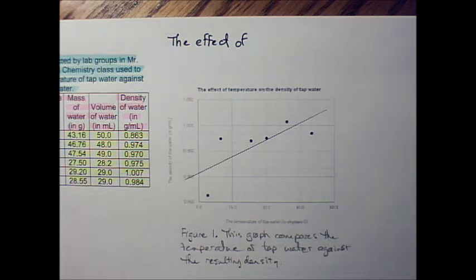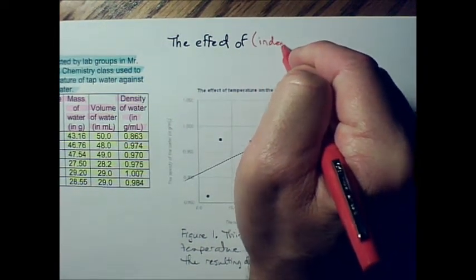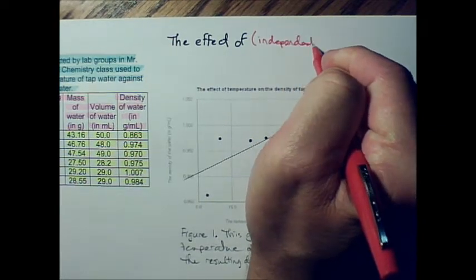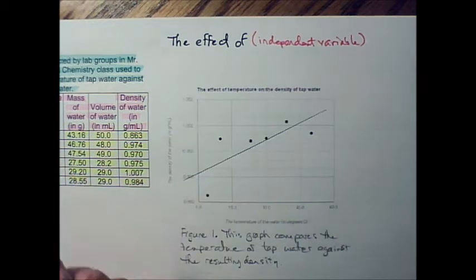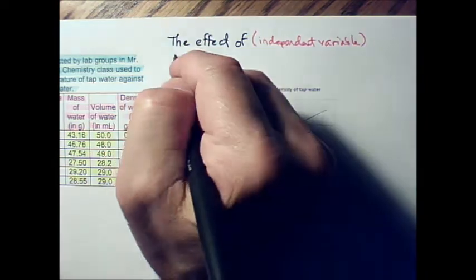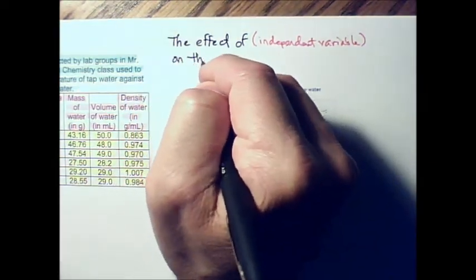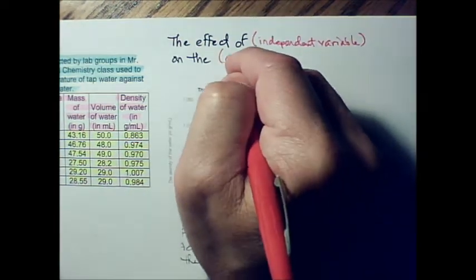And then in the title, you're going to tell me what the independent variable is. Okay? The effect of whatever the independent variable is, and then you're going to write on the, and then you're going to tell me about the dependent variable.